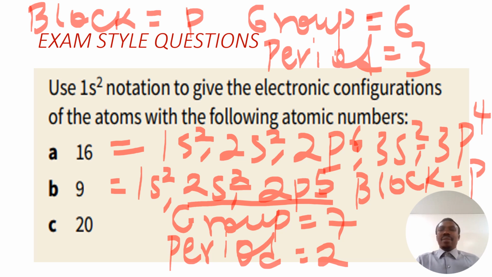So with that, you can write the electronic configuration, you can tell the group, you can tell the period. That is it. It's as simple as ABC. So you can attempt C on your own. Write the electronic configuration for an atom with atomic number 20. State the group and the period, and try as much as possible to solve as many questions as possible.